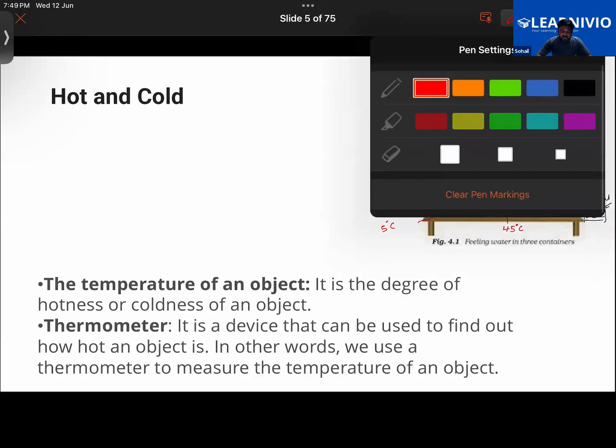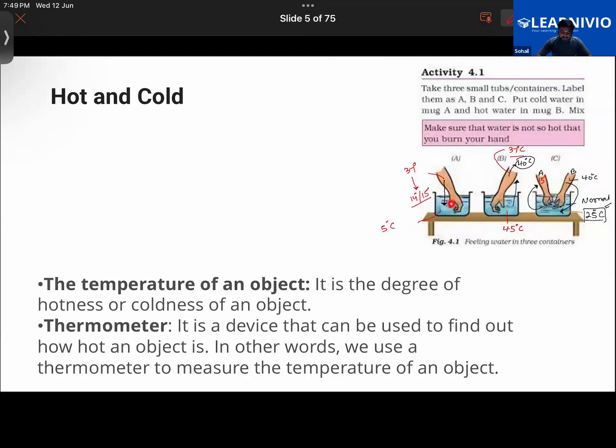Then, having understood that, this will become easier. We are trying to do an activity, and this activity basically concludes that our sense is not a reliable way to tell us whether an object is really hot or cold. Usually, just by touching objects, you can decide whether it is hot or cold, provided that it is not very hot or very cold. But sometimes your sense will deceive you. It's not a very reliable method.